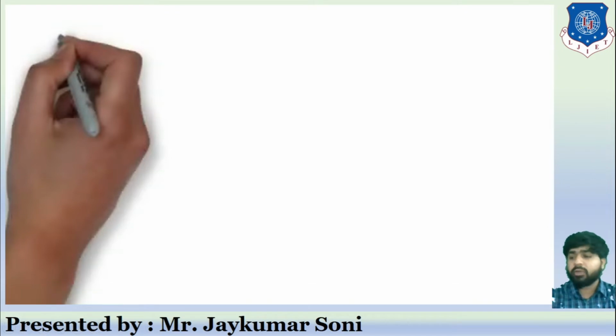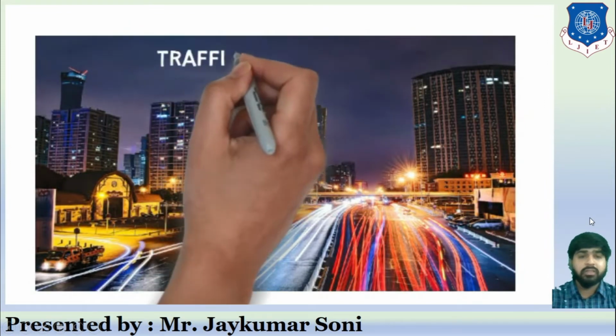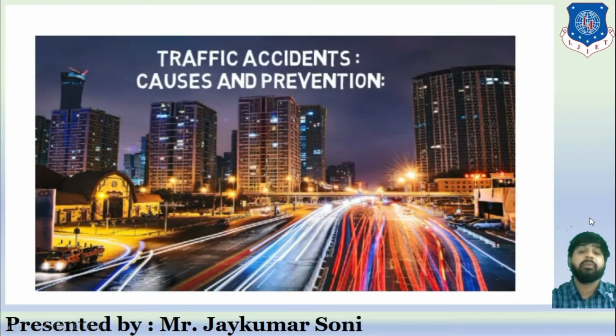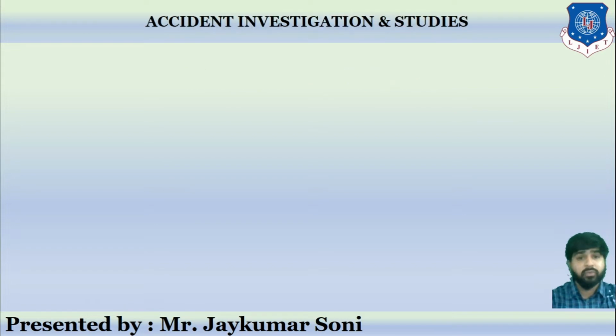See, there are a total of three different modules that we have covered as far as accident studies are concerned. Now, it becomes necessary for us to know how to calculate whether there is any probability of an accident occurring or not. So let us understand the module first. The module's name is Traffic Accidents, Causes and Prevention, and the topic we are going to cover in this session is Accident Studies Part 4.